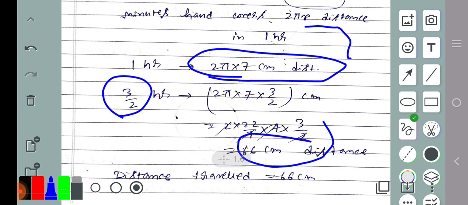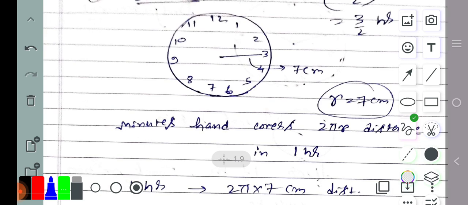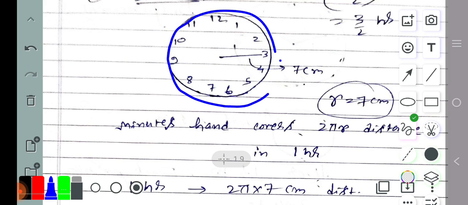So what is the total distance traveled by the minute hand in 1.5 hour? 66 centimeter. Why? See, whenever the minute hand is traveling a full circle, to complete the full circle, minimum 1 hour is required. Means the minute hand is here. To come back within 1 hour, I'm going clockwise. To come back to the same position, the minute hand minimum requires 1 hour. And in 1 hour, the minute hand is revolving 2 pi r distance.